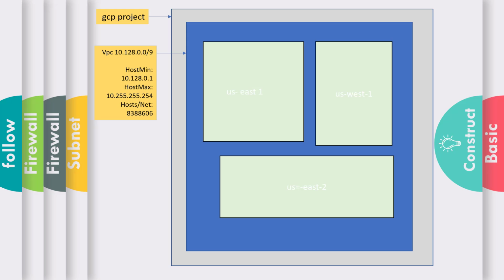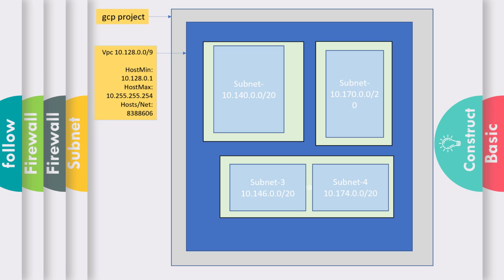After you've created the VPC, the next thing you create is a subnet. A subnet is a regional construct, so each subnet can reside within one particular region. Here I have three regions: US East 1, US West 1, and US East 2. What I'll create is three subnets within these three regions. Sorry, I'll create four subnets. As you can see, I have created subnet 3 and subnet 4 within the same region. That is possible. The thing that is not possible is creating one subnet spanning multiple regions. One subnet can exist only in one region.